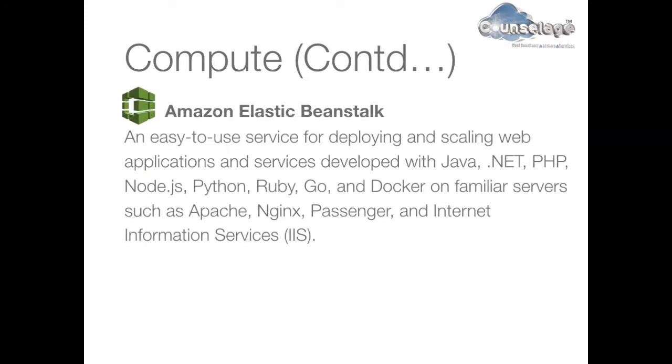The next one is Amazon Elastic Beanstalk. So if you don't know anything about AWS, Beanstalk comes to your rescue. You can simply upload your code and AWS Elastic Beanstalk automatically handles the deployment from the capacity provisioning, load balancing, auto scaling to application health monitoring. At the same time, you retain full control over the AWS resources powering your application and can access the underlying resources at any time.